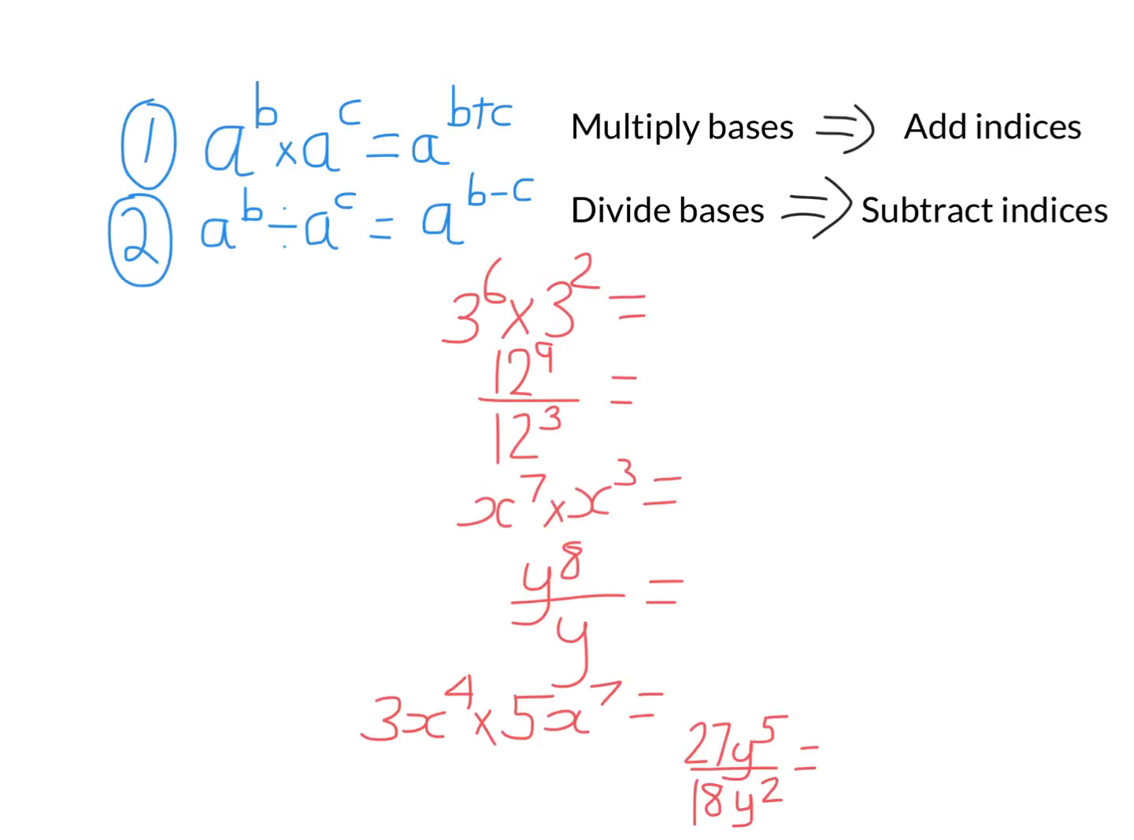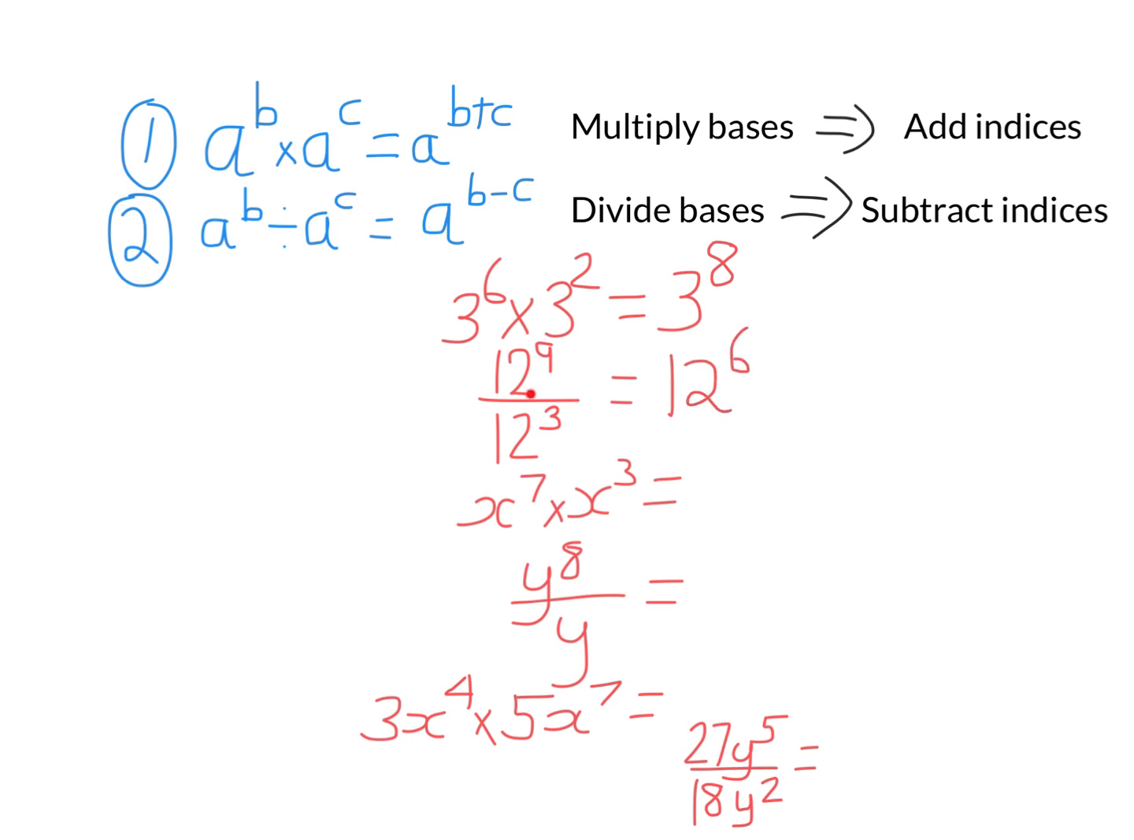So the index laws: when you multiply the bases, you add the powers or indices. When you divide bases, you subtract the indices. Let's apply this to a few questions. So if I have 3 to the power of 6 times 3 to the power of 2, I keep the same base and add the powers. So remember, fraction line here means divide. 12 to the power of 9, divide 12 to the power of 3. Keep the same base. This time I subtract the powers.